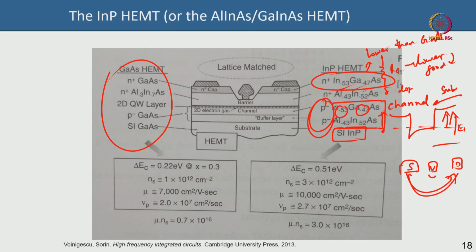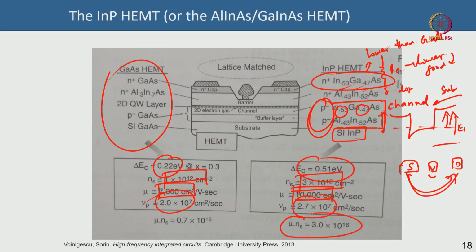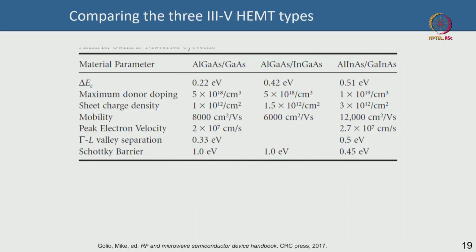Okay. So, this is your delta EC, 0.51, I told you. In a pseudomorphic HEMT it could be 0.22, much lower. You can get 3 into 10 to the power 12 as opposed to 1 into 10 to the power 12. Mobility could be 10,000, here mobility could be 7,000 in pseudomorphic. Velocity is 2 into 10 to the power 7 versus 2.7 into 10 to the power 7. The product of mobility and charge is 3 into 10 to the power 16, this is only 0.7 into 10 to the power 16. So, the improvement in current density, in your gm, your cutoff frequency is imminent, you can see that it is happening.